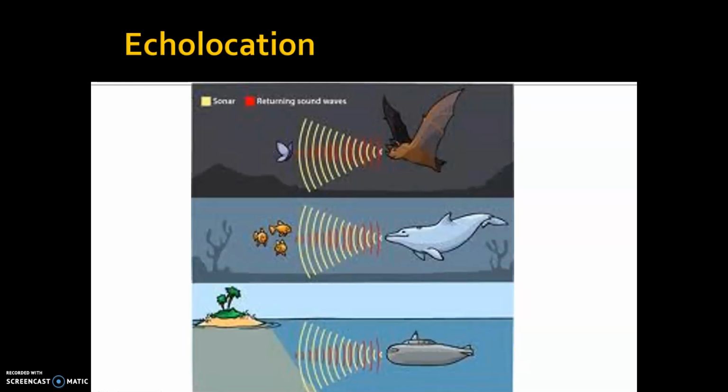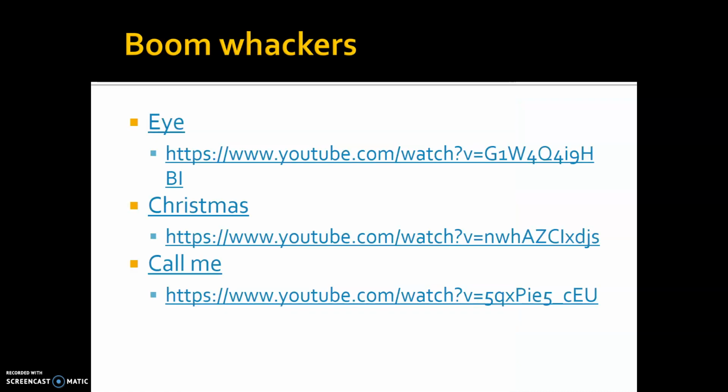Animals use this as well. Bats, dolphins, submarines send out signals of sound. It reflects off, and they're able to use the Doppler effect.